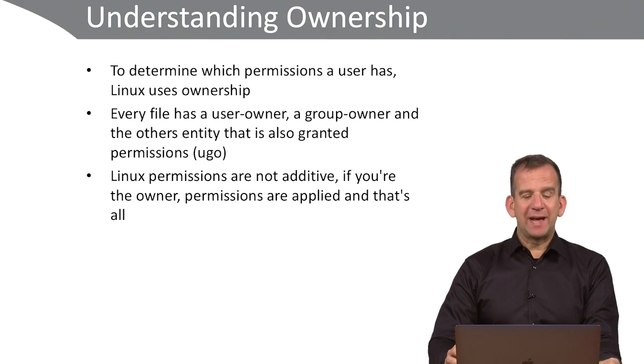Linux permissions are not additive. And that means that if you are the owner, permissions are applied and that's all. To be more specific, when you try to access a file, Linux is checking, are you the owner? In case you are the owner, permissions are applied and it looks no further. If you are not the user owner, it will continue and check, are you the group owner? If so, permissions are applied and it looks no further. And if you are neither user nor group owner, you are others, and you will get the permissions assigned to others.